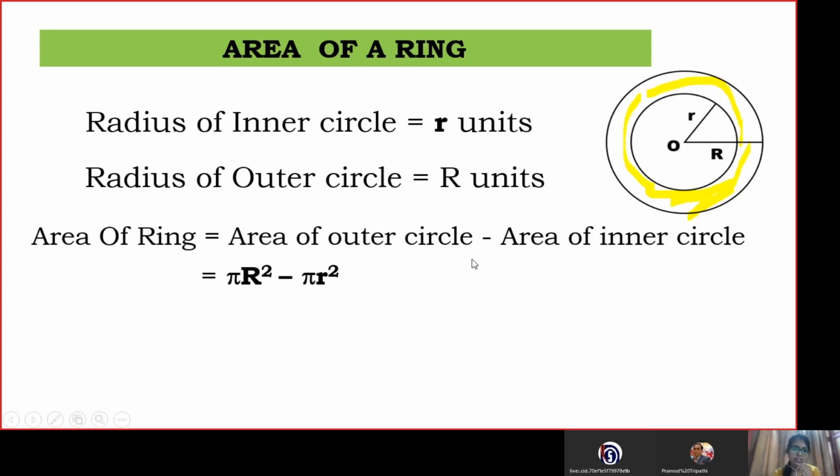You know, the area of a circle is pi r square. So pi capital R square minus pi small r square. If you take out pi common, then it will be pi brackets R square minus r square. Similarly, children, you can also find out the perimeter of a ring.